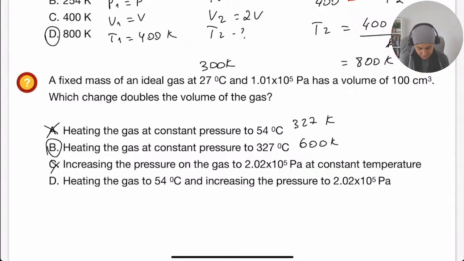Heating the gas to 54 Celsius and increasing the pressure. Well, again, that's doubling temperature in Celsius, I wouldn't even think about that. But if they double the temperature in kelvins, then the volume would double, but then if they double the pressure, the volume would halve again, so the volume wouldn't change, so not D.